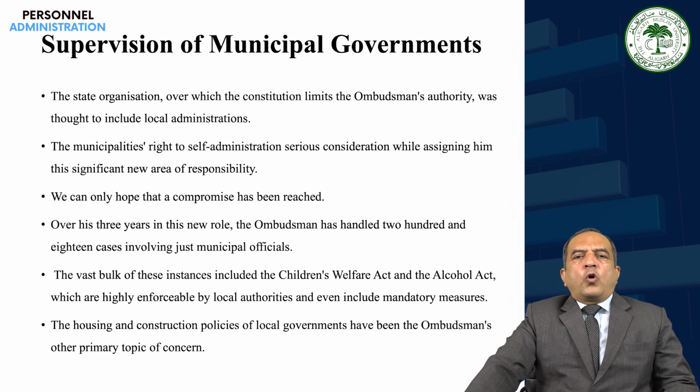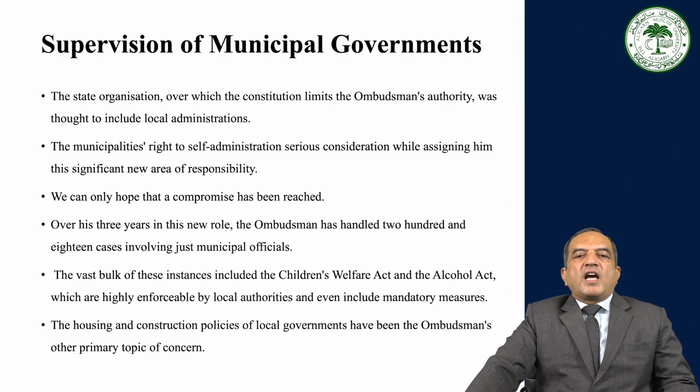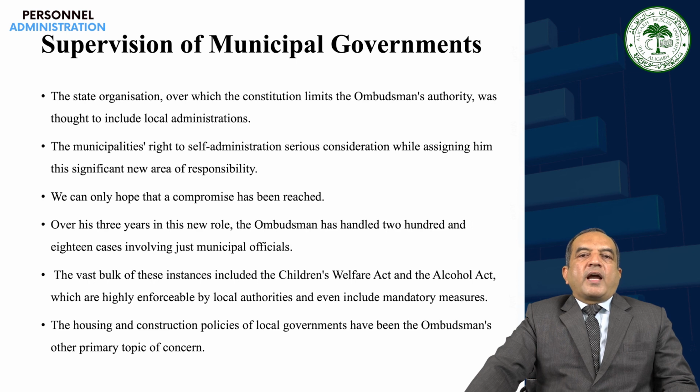We can only hope that a compromise has been reached between the ombudsman's oversight of a growing number of municipally performed governmental responsibilities and the desire for local self-government. Over his 3 years in this new role, the ombudsman had handled 280 cases involving just municipal officials, rising from 58 in 1958 to 85 in 1960.